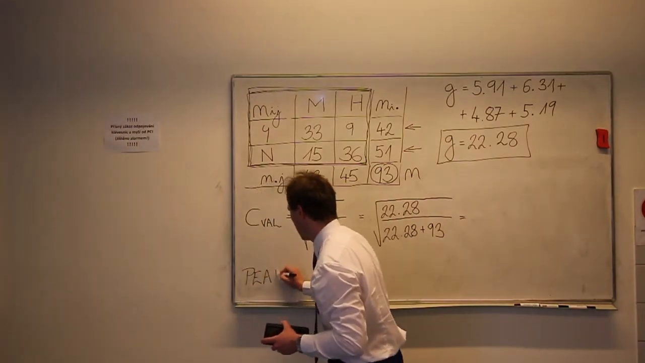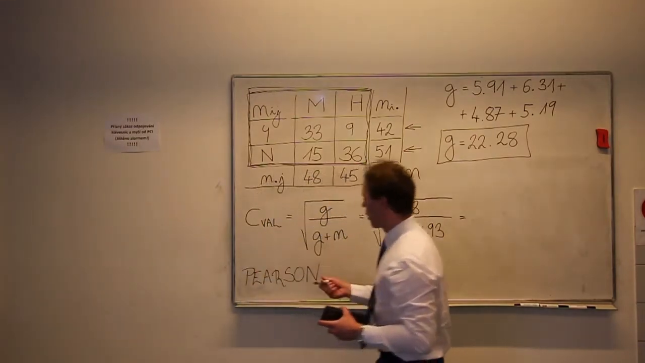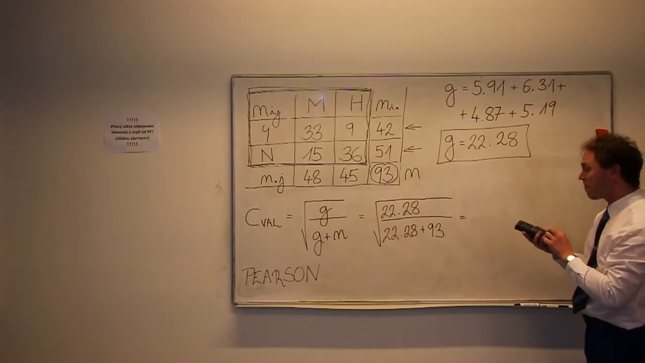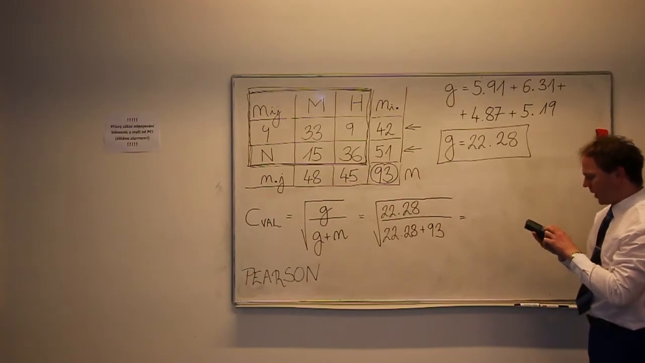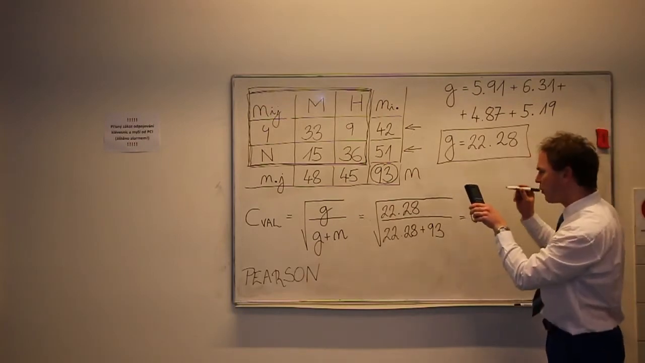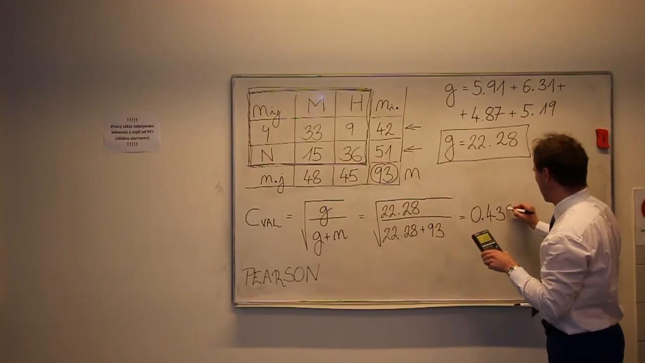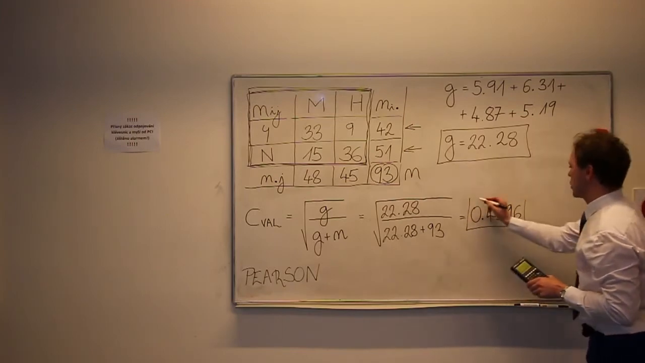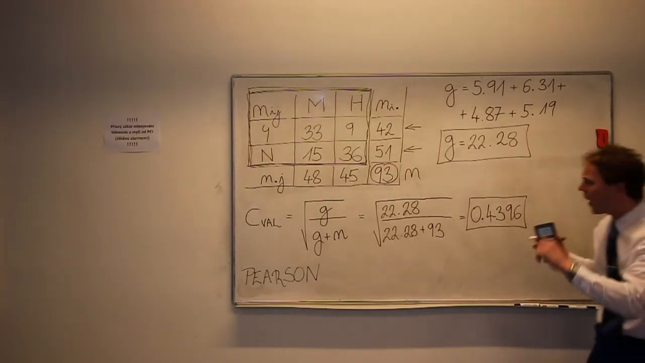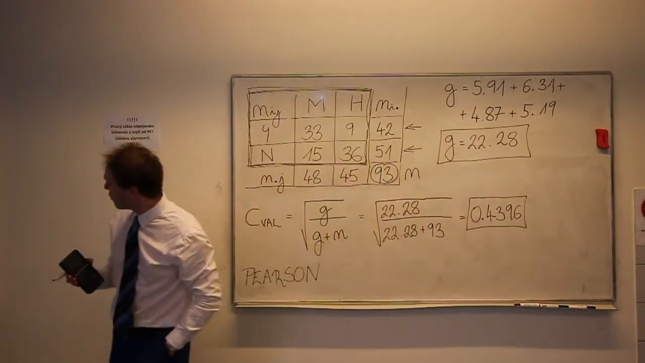Yes, so I will calculate this C value of the Pearson coefficient of contingency C. So 22.28 divided by 22.28 plus 93, enter, and now the square root of this value. Okay, so 0.4396. Okay, so this is the coefficient, and we must know how to interpret this value.